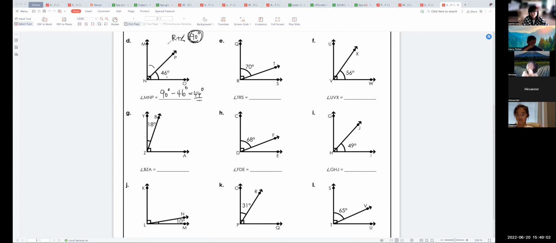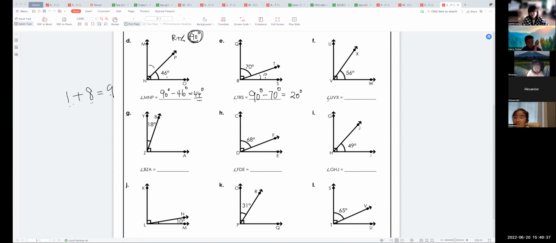It's almost like 1 and 8 equals 9. So 9 minus 1 equals 8, and 9 minus 8 equals 1. Let's take a look at the next one. Eleanor, we have TRS. We want to know what is the angle of this one. These two angles added together equal 90, and we know this one is 70, so 90 minus 70 equals what? 20 degrees. Understood?